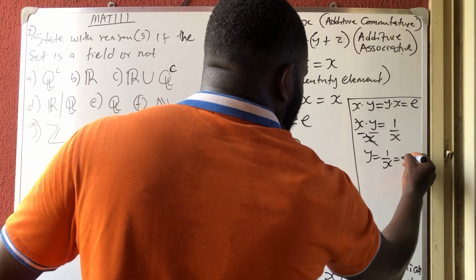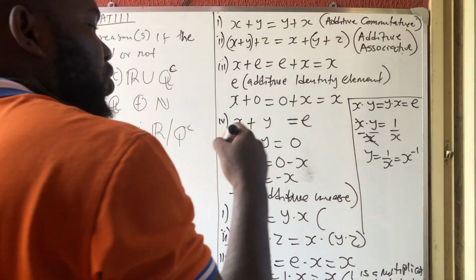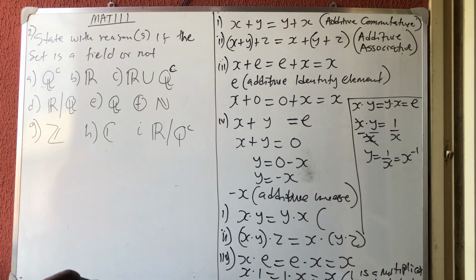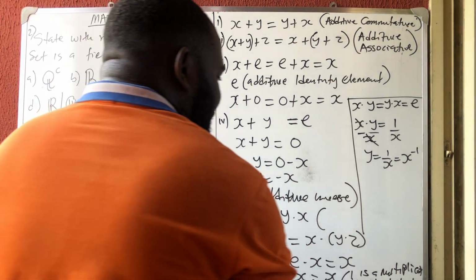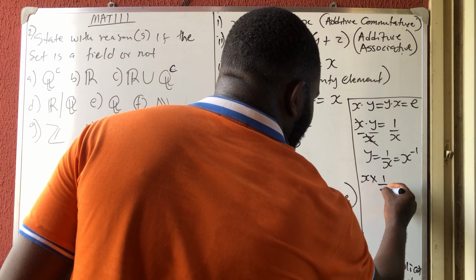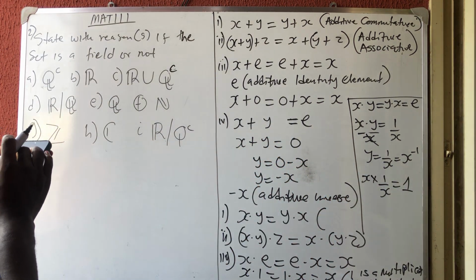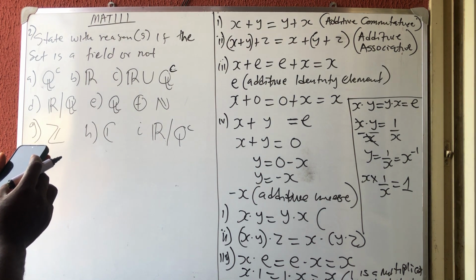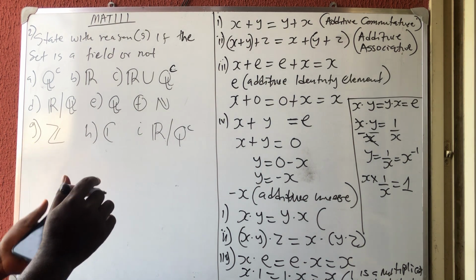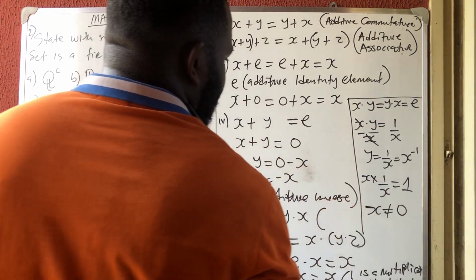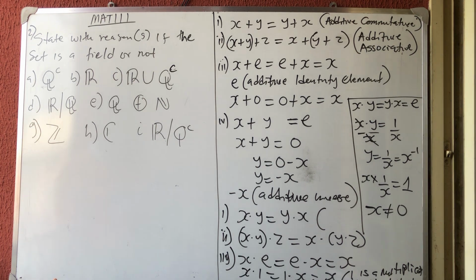1 over x, which is taken as x to the power minus 1. So 1 over x, or x to the power minus 1, is what we call the multiplicative inverse, because any element times 1 over itself must give you the identity element. Note that in this case, x must not be 0. Please, you must know that x must not be 0, because division by 0 is undefined.